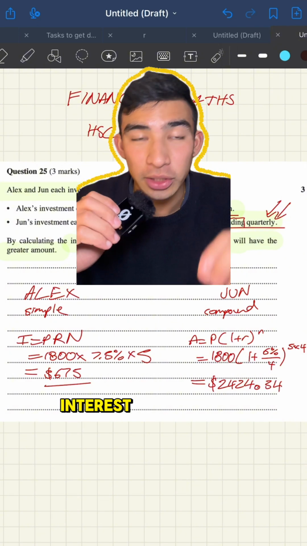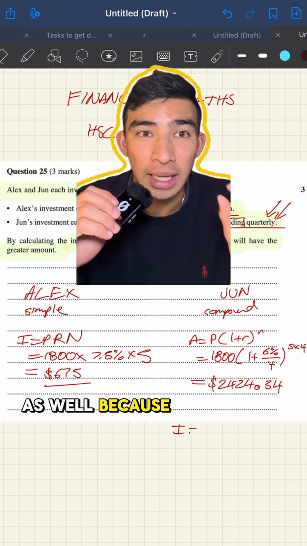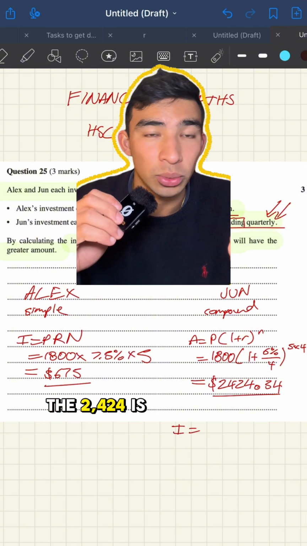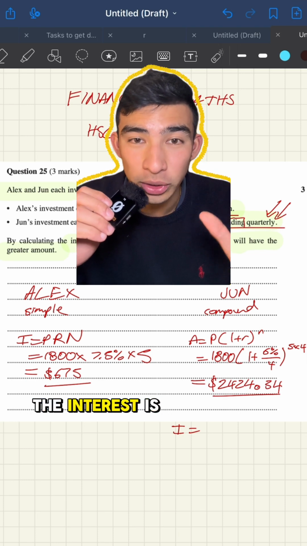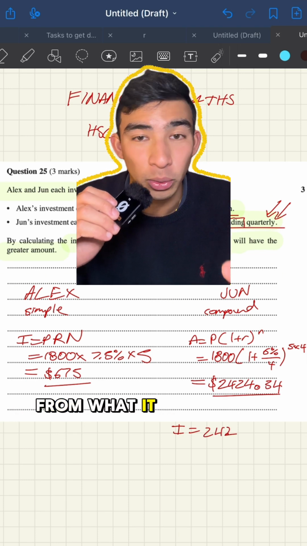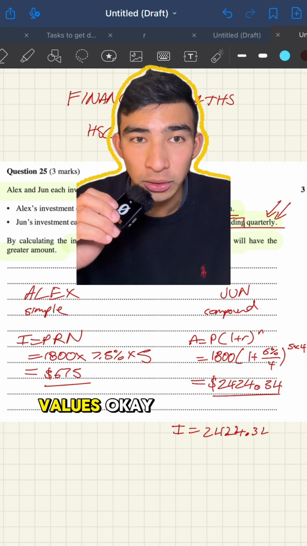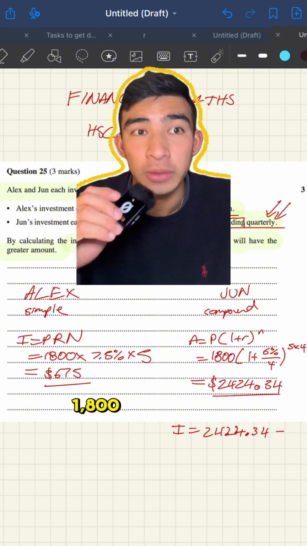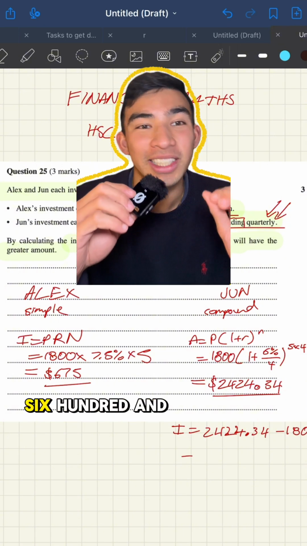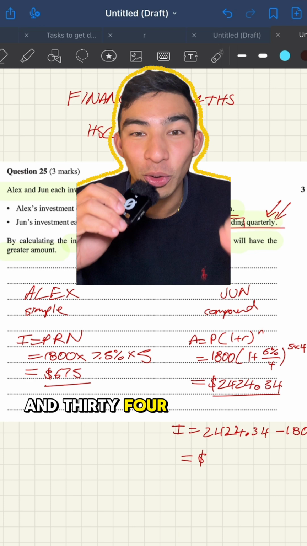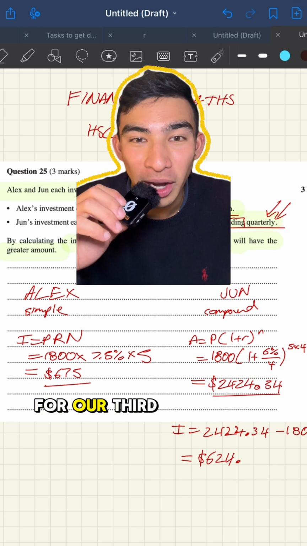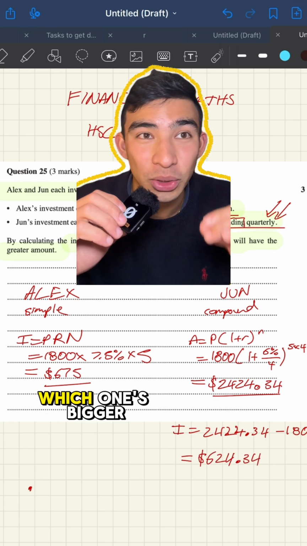To get the interest, we've got to take the difference now as well, because this value, the 2,424, is the total amount. The interest is the extra. It's the difference from what it was originally. So we're going to minus these two values, minus the 1,800. That is going to give us $624.34.